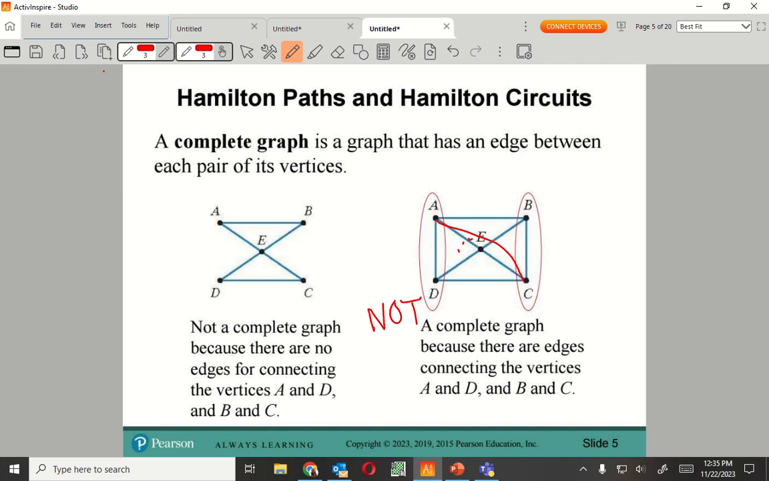Now, is there another one? Now that we see what happened there, what else is missing? B to D. Thank you. B to D is also missing there. So each one has to be directly connected for it to be a complete graph. That's the vocabulary for that one, a complete graph.